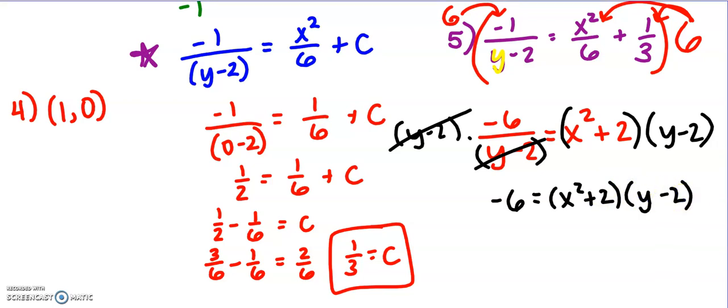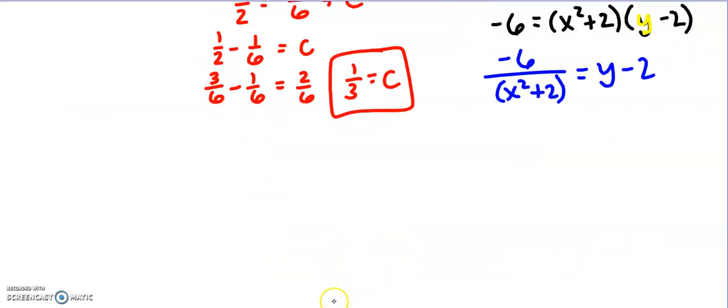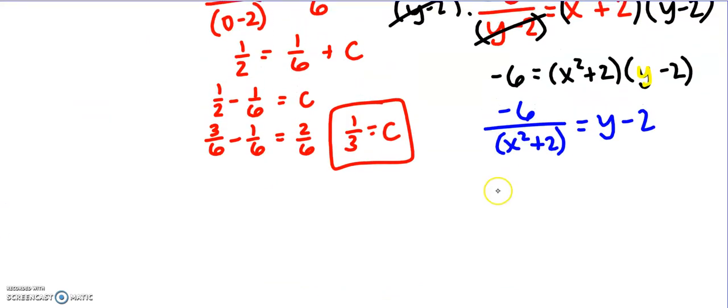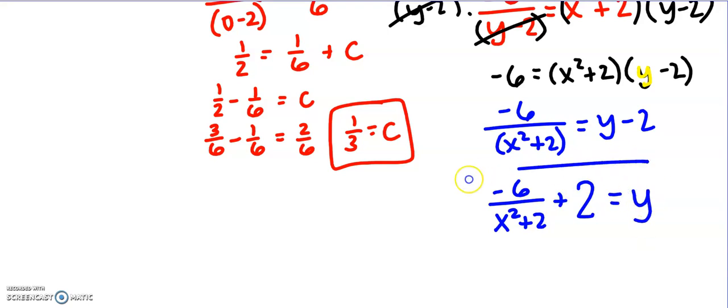So then, remember, I'm still trying to get this y all by itself. I'm going to divide both sides by x squared plus 2. And the last thing then to get the y all by itself would be to add 2 to the other side. Which is really equal to f of x.